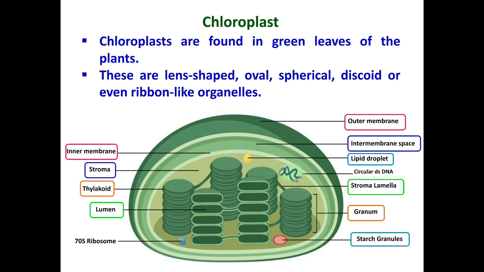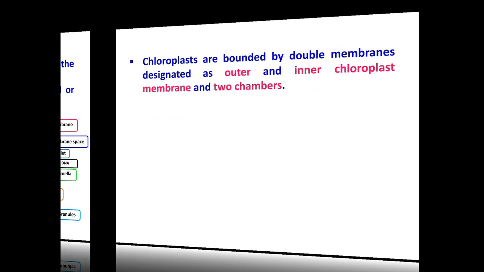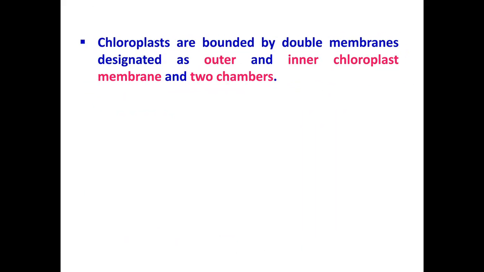Here you must also know that stroma also contains 70S type of ribosome which is responsible for the protein synthesis and also contains small double-stranded circular DNA molecules. So students, from the discussion you have now understood that chloroplasts are bounded by double membranes known as outer chloroplast membrane and inner chloroplast membrane, and they also have two chambers.